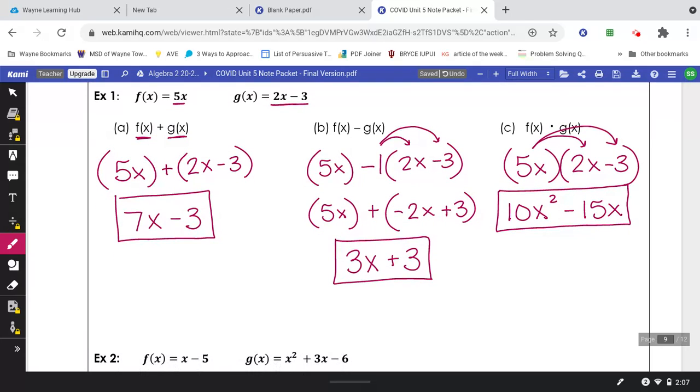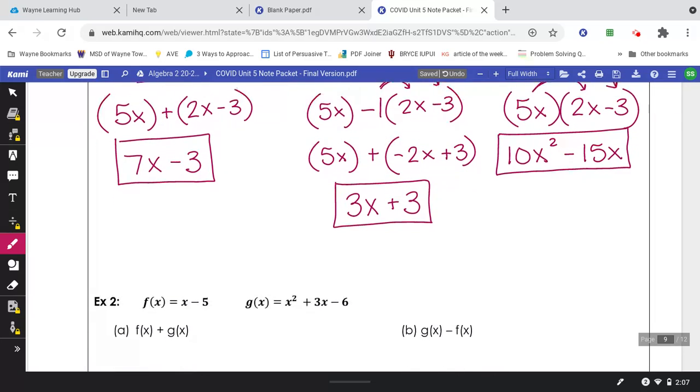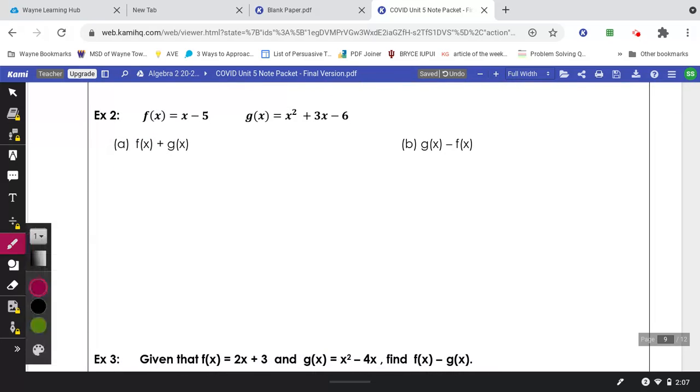Example 2 gives us two new functions. So now our functions are f of x equals x minus 5, and our second function, g of x, equals x squared plus 3x minus 6. Part A asks me to add them, so I will put them in parentheses when I'm adding.